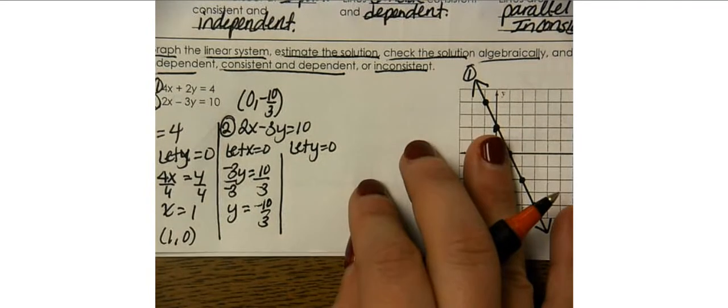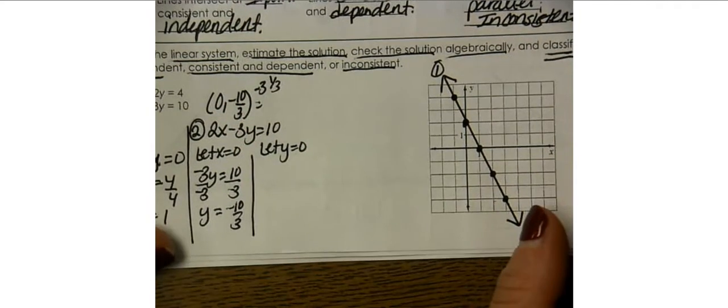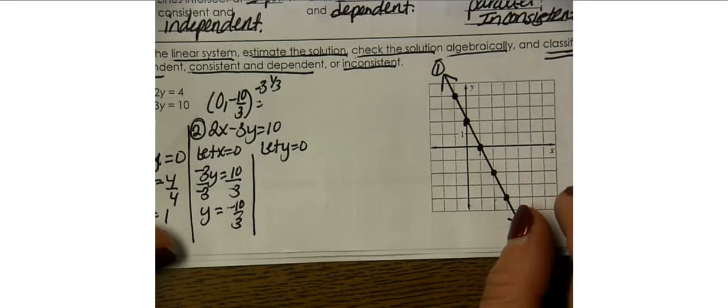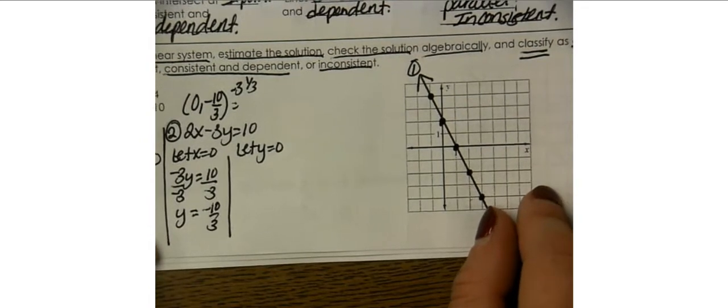And negative 10/3, well, that is located at 3 can go into 10 3 times with 1 left over. So this really is like negative 3 1/3. So what you're going to do is approximate where that's located. So I'm going to go to where 0 and then negative 3 1/3 is. So 1, 2, 3, and just a little bit.